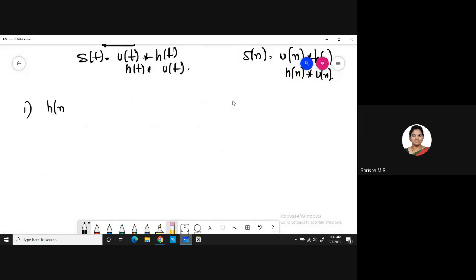h of n is equal to half to the power of n into u of n. So this is the given impulse response. You have to find the step response. Find s of n, or the step response of the system. So what is the equation for s of n?